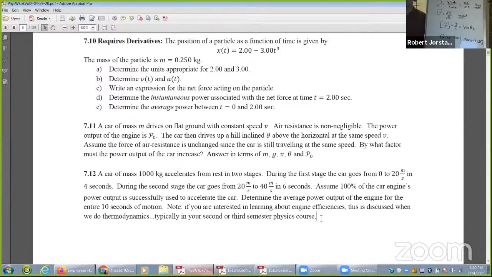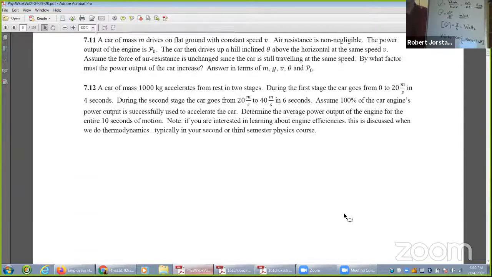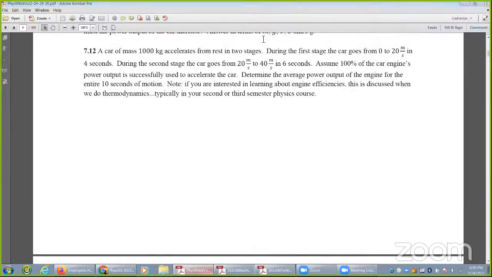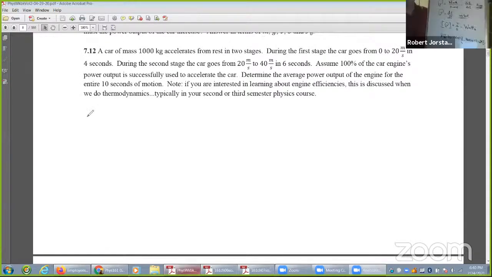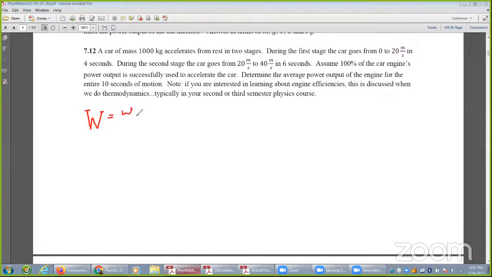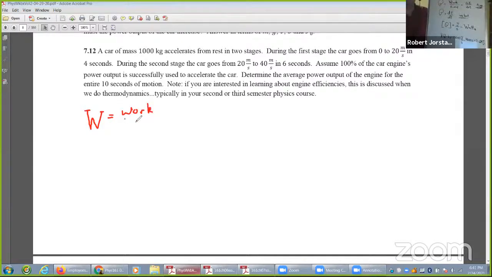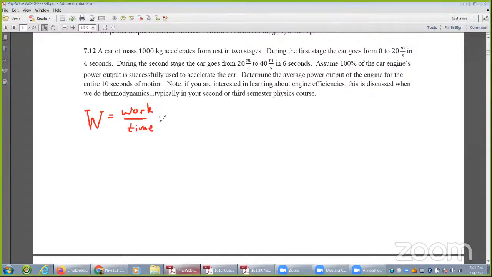What do you think? What should we do? I'll get this up here higher. How about we write down an equation? What's our one equation that we know here? So work over power or time? Yeah, work over time, right? Do we know the time? For the first stage it is 4 seconds, and the second stage is 6 seconds.